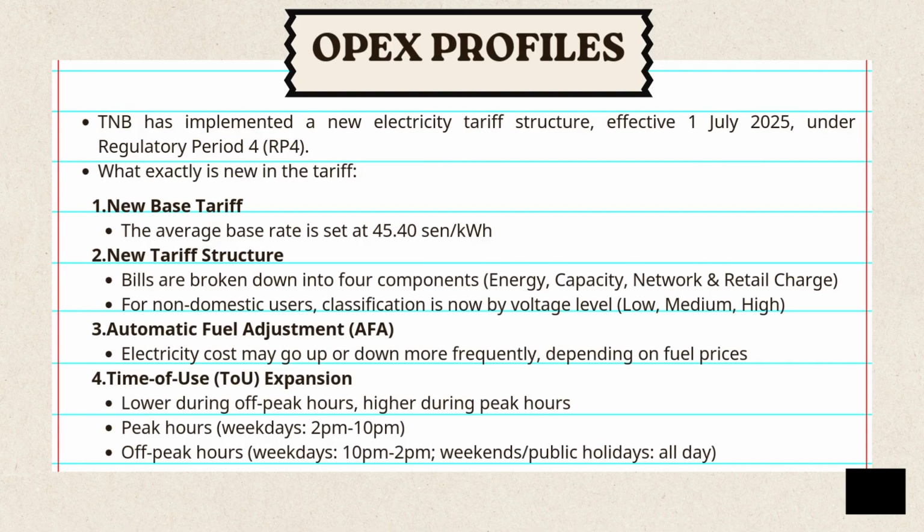The third one, TNB has introduced a more dynamic automatic fuel adjustment, or what we call AFA. This means electricity prices can go up or down more frequently depending on fuel price changes. And finally, there is an expansion of the time of use system. Rates will be lower during off-peak hours and higher during peak hours.